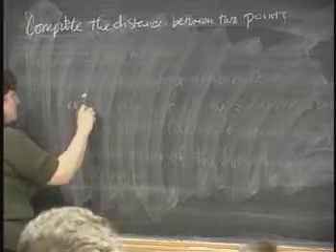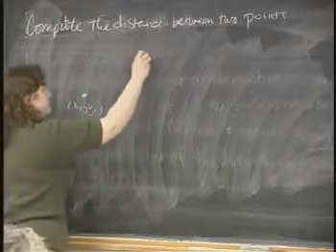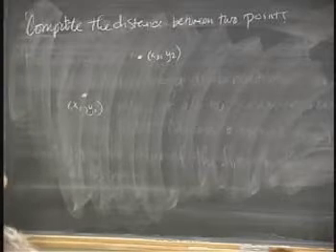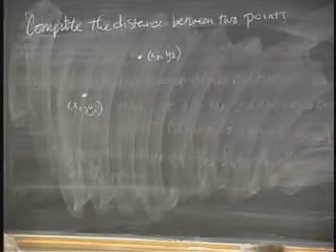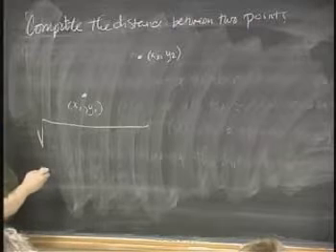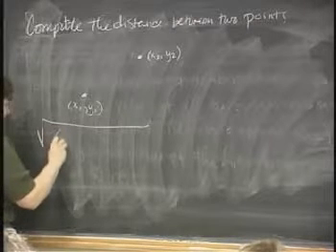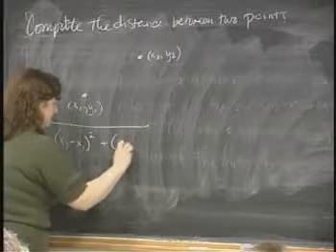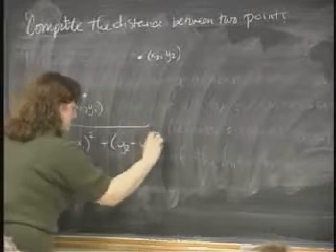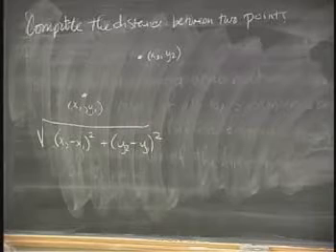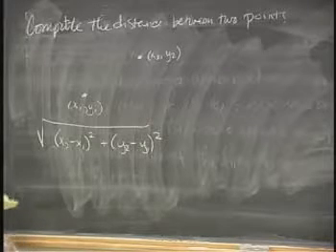(x1, y1), (x2, y2), the distance formula is given by the square root of (x2 minus x1) squared plus (y2 minus y1) squared. Does it matter if we do x2 minus x1 or x1 minus x2? No, because we're squaring it. Drop the sign.